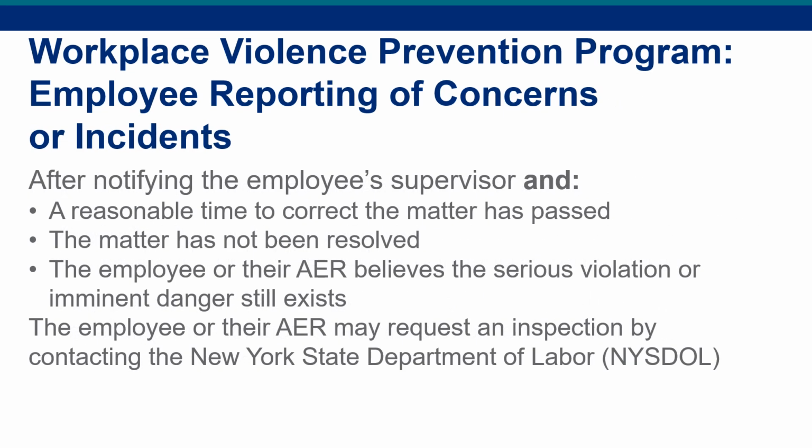After notifying the employee's supervisor, and a reasonable time to correct the matter has passed, if the matter has not been resolved and the employee or their representative believes the serious violation or imminent danger still exists, the employee or their representative may request an inspection by contacting the New York State Department of Labor.